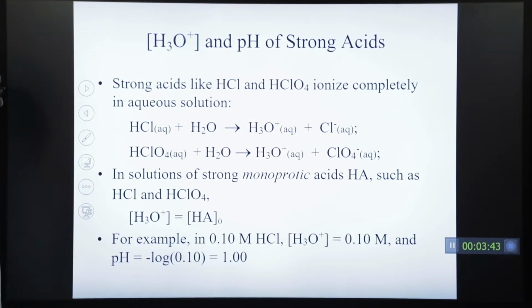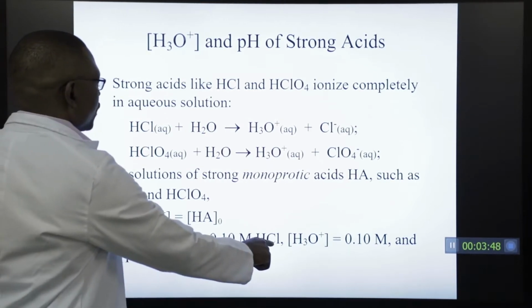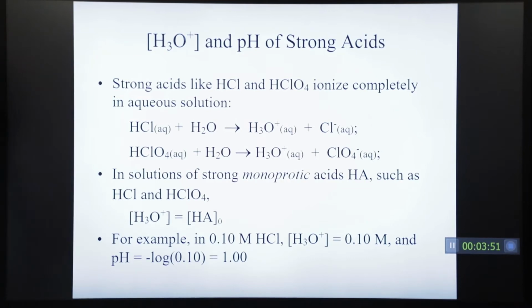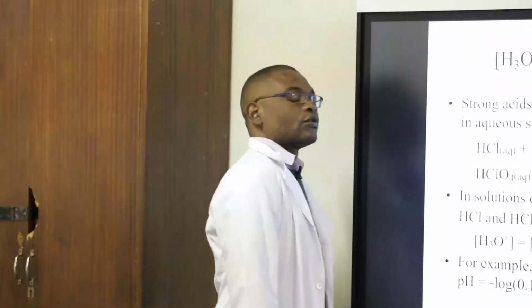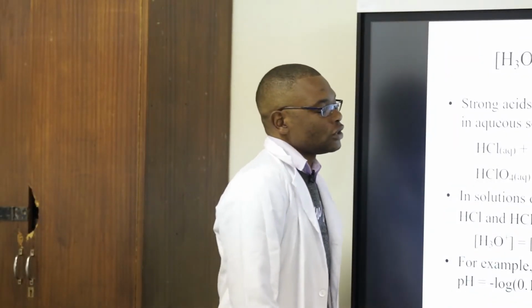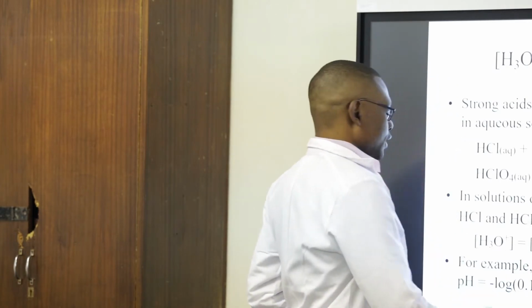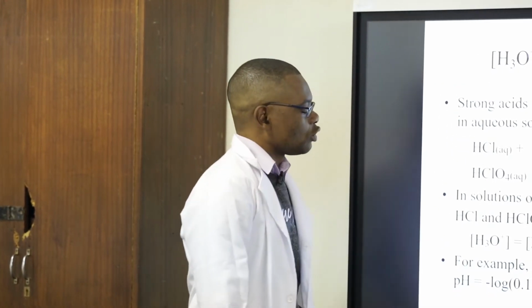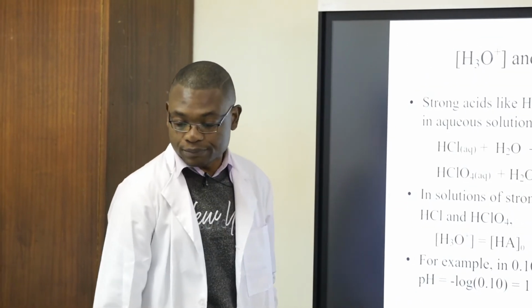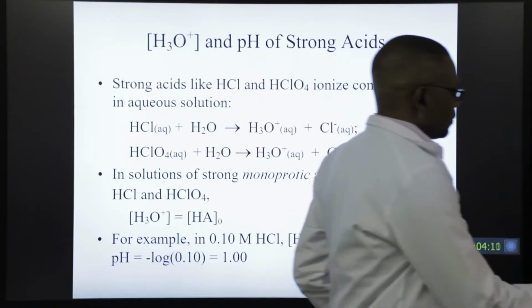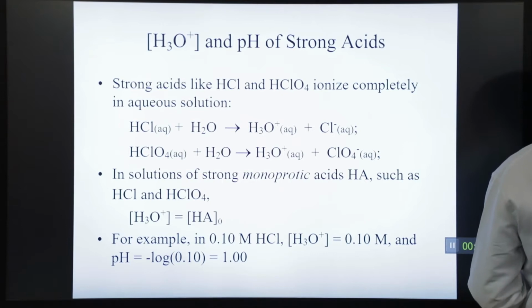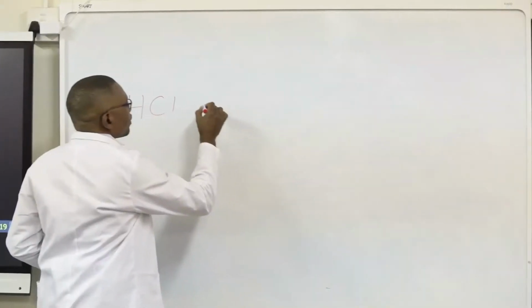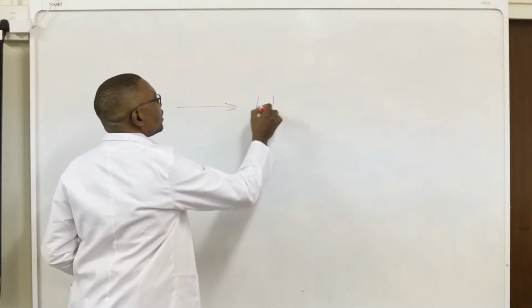So what does that imply? Take for example where the concentration of hydrochloric acid is 0.1 molar. It automatically means that the concentration of the hydronium ion is also 0.1 molar, and the pH is going to be equal to minus log 0.1, which gives us 1. We are saying that because when the hydrochloric acid breaks down in water, it gives us 1 H plus.